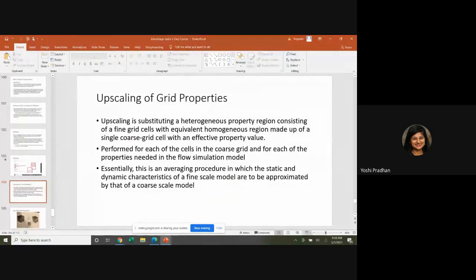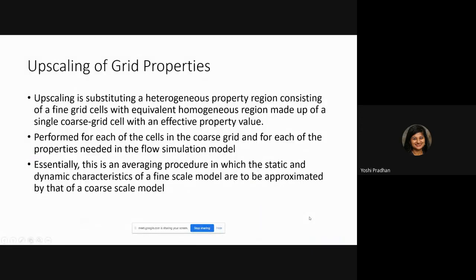So now I'm going to talk about the upscaling of grid properties. Upscaling is substituting a heterogeneous property region consisting of fine grid cells with an equivalent homogeneous region made up of a single coarse grid cell with an effective property value. This is performed for each of the coarse grid cells and each of the properties needed for the flow simulation model. Essentially, this is an averaging procedure in which the static and dynamic characteristics of a fine scale model are approximated by those of a coarse scale model.